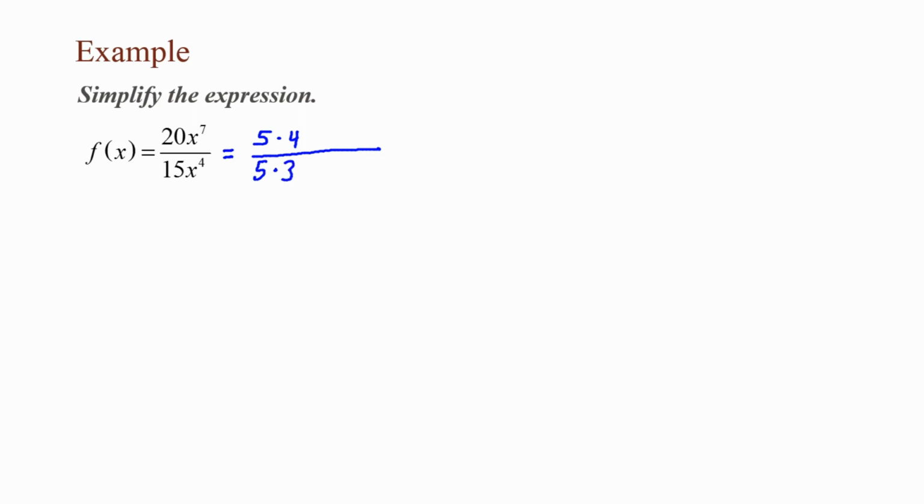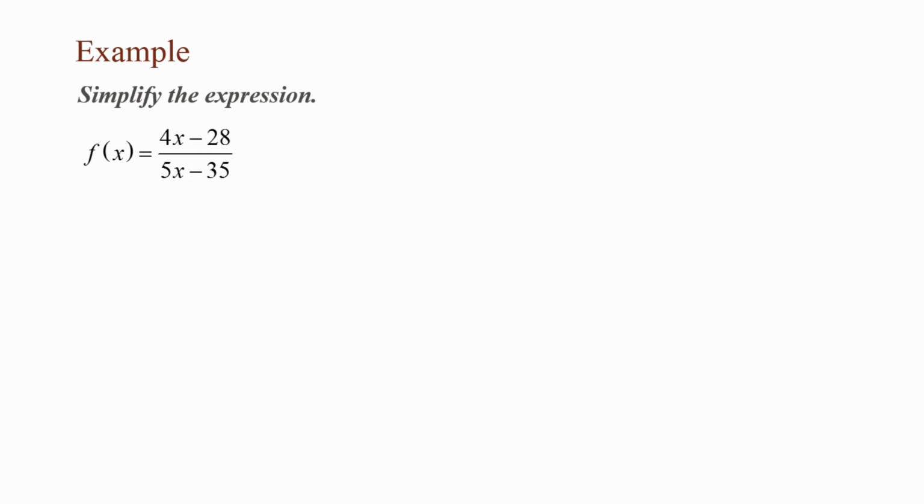x to the 7th and x to the 4th share x to the 4th. So x to the 7th can be written as x to the 4th times x to the 3rd. And then I just write x to the 4th as itself. Then I can cancel out anything that gives me a 1. So my final answer is 4x to the 3rd over 3. Or since my x to the 3rd is in the numerator, 4/3 x to the 3rd.